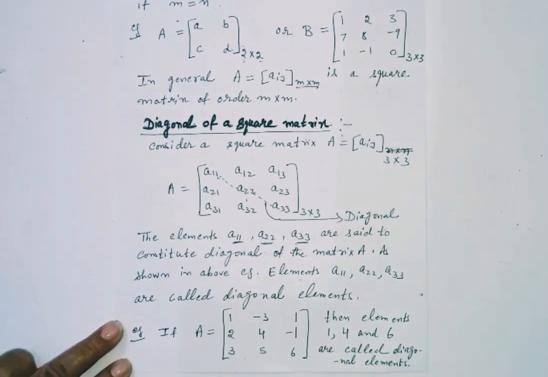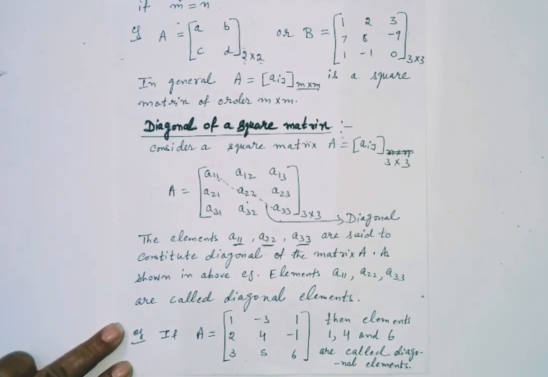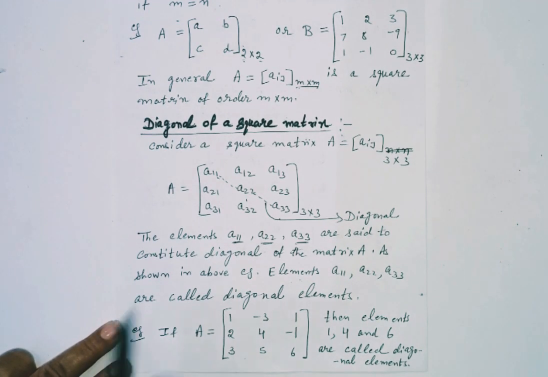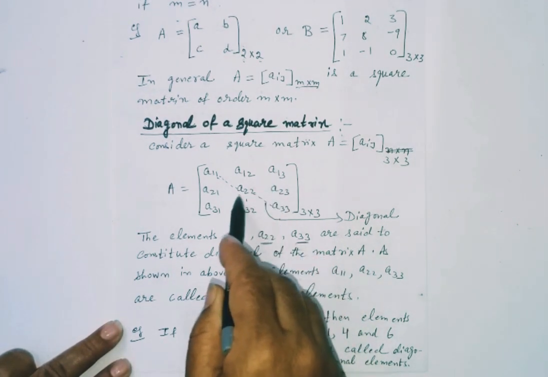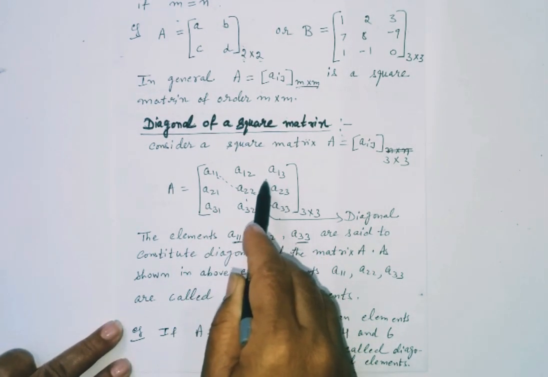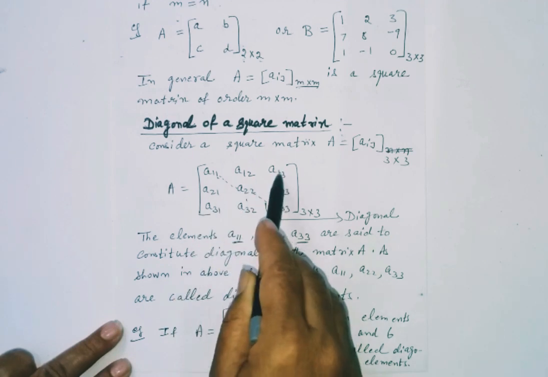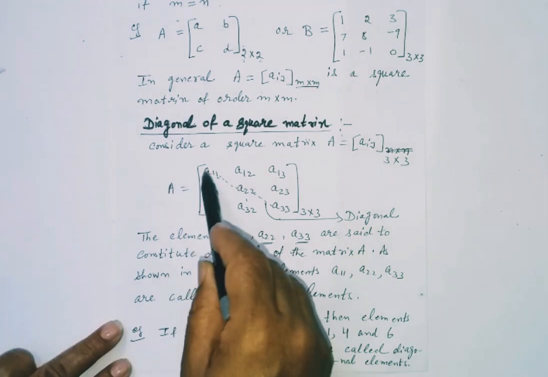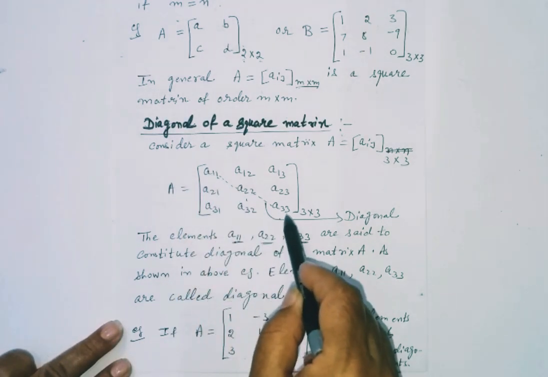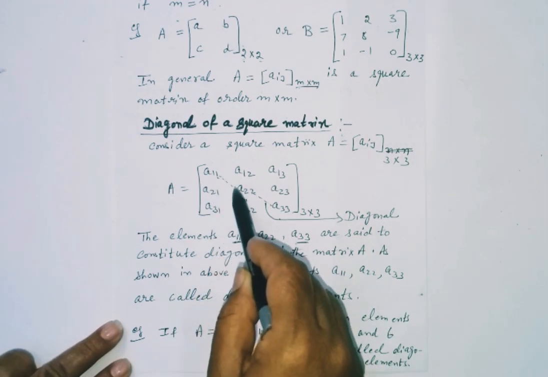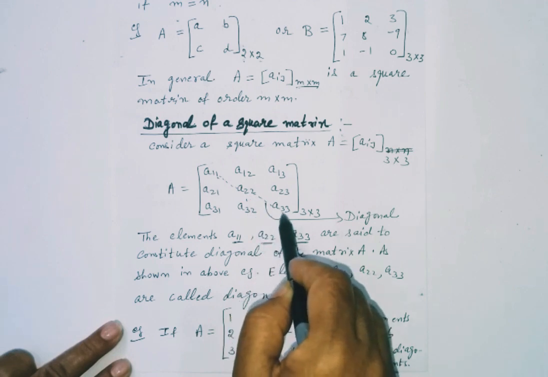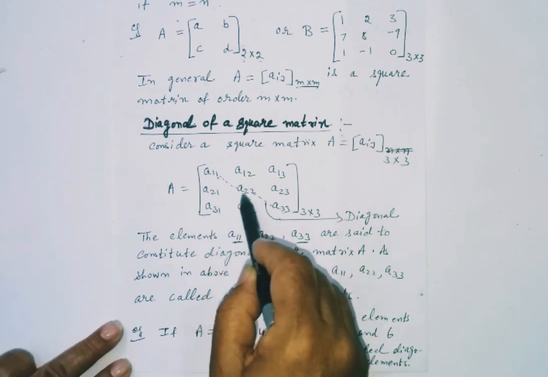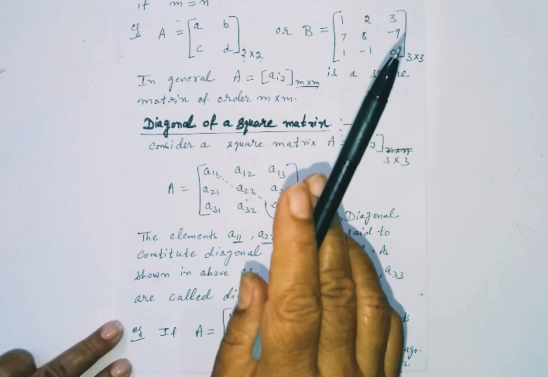Now there is some confusion for some students. They sometimes ask me, ma'am, is this also a diagonal? No, this is not considered a diagonal of a matrix. The diagonal of a matrix is only this line. Only these three elements constitute the diagonal. These three elements do not constitute the diagonal.